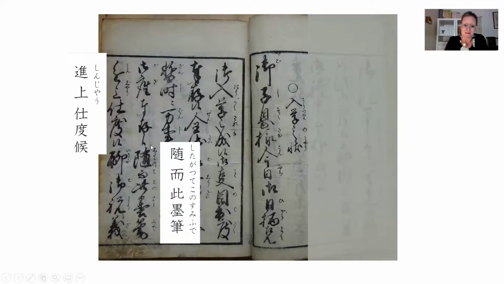Shitagatte. Kono sumi, fude, shinjo, tsukamatsuritaku, soro. Okay, shitagatte, I'll talk about this in a little while. Kono sumi fude shinjo tsukamatsuritaku soro. Soro is not a problem. It is the same shape as the first two soro that we have seen in this text.